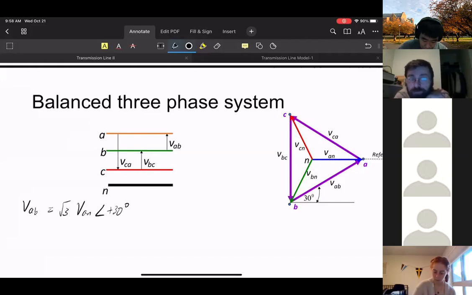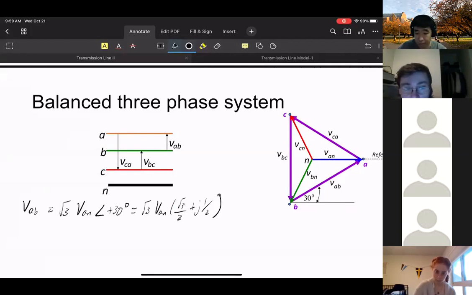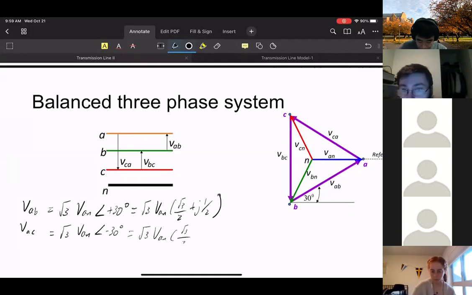So, writing it all out, root 3 VAN, root 3 over 2 plus j 1 half. That's just the equation we have. VAC is root 3 VAN, and this is negative 30 degrees. That just flips the sign: root 3 VAN, root 3 over 2 minus j 1 half. So if you do this, what you observe is you add VAB plus VAC.